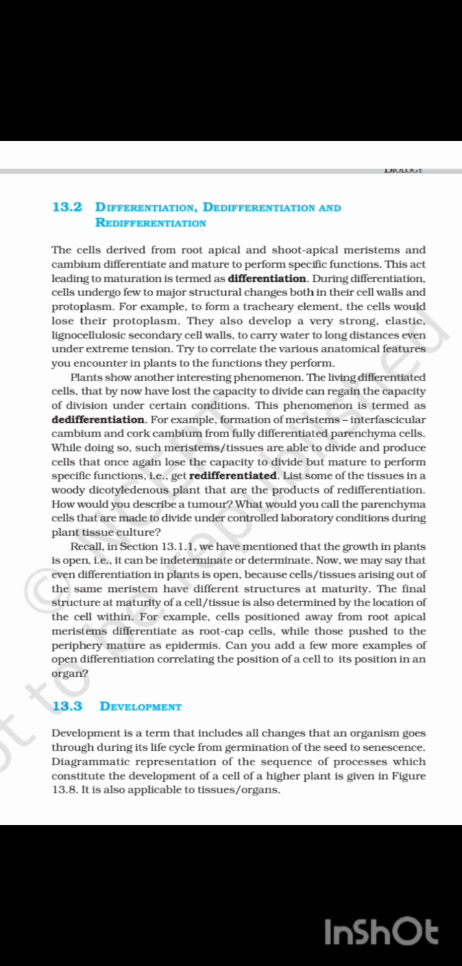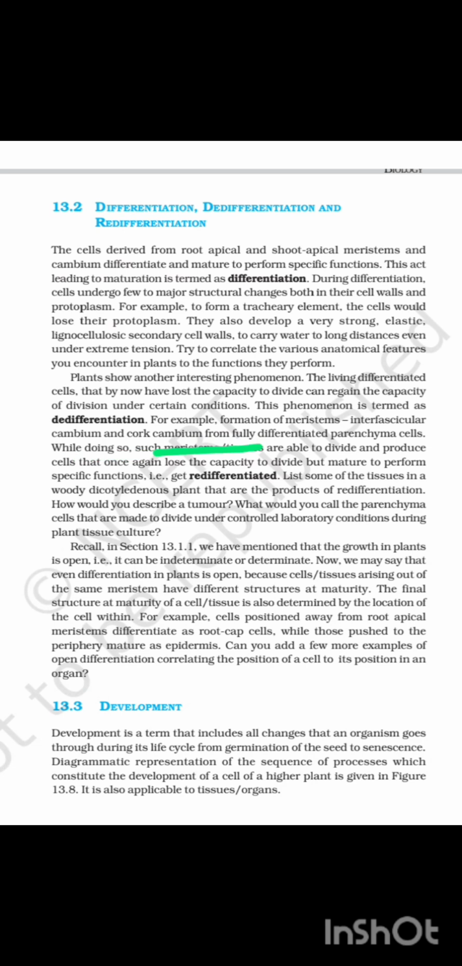Plants show another interesting phenomenon: the living differentiated cells that by now have lost the capacity to divide can regain the capacity of division under certain conditions. This phenomenon is termed dedifferentiation. For example, formation of meristems like interfascicular cambium and cork cambium from fully differentiated parenchyma cells.